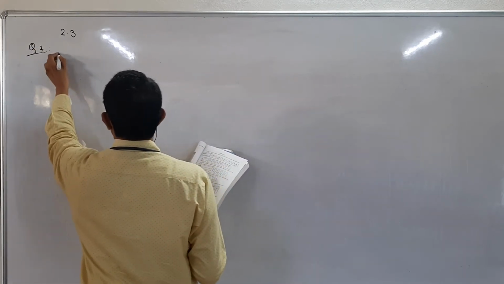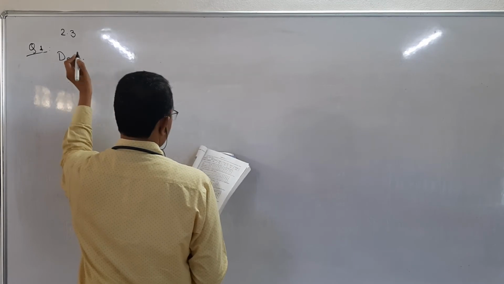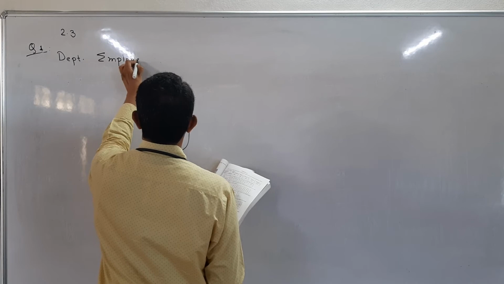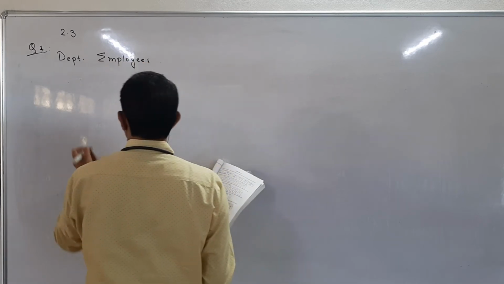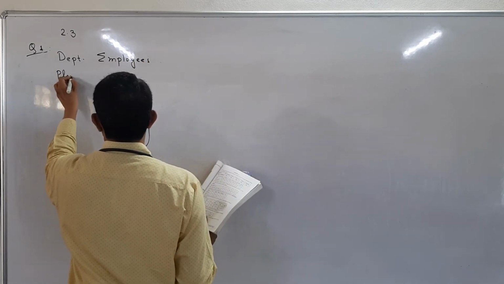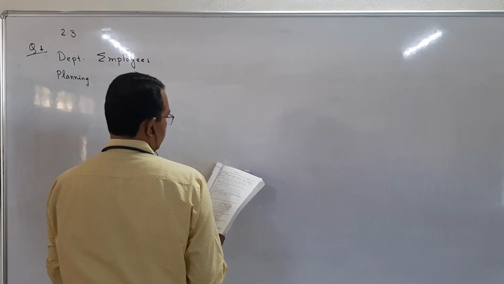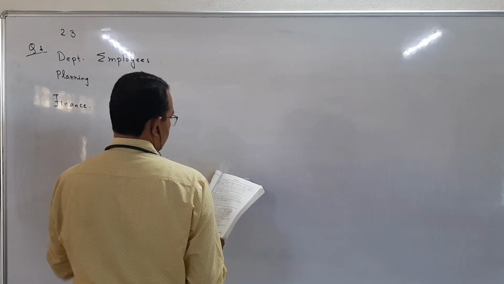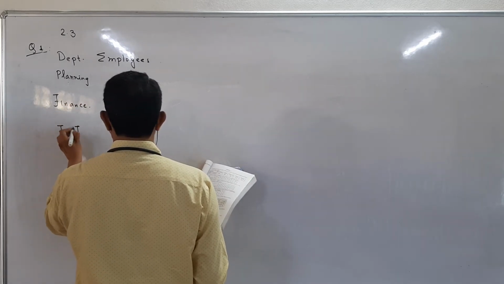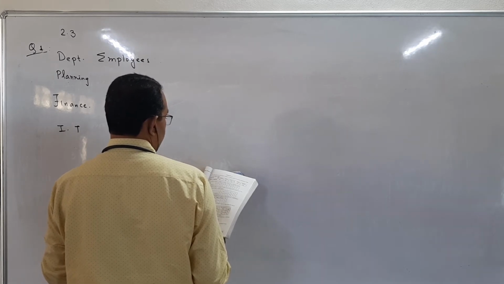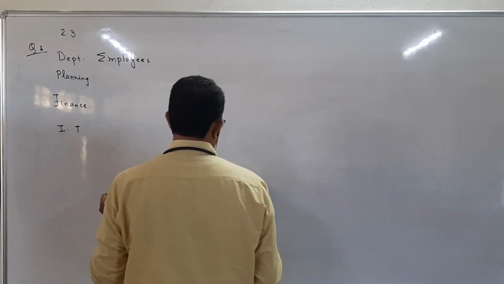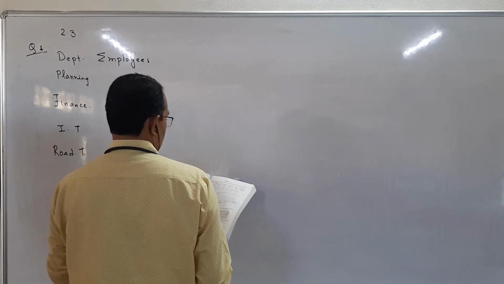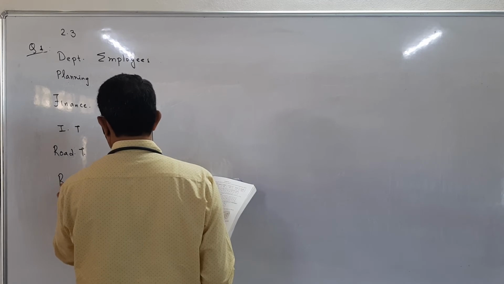So, department and number of employees. The first is planning, then finance, then income tax, the most important one, then we have road transport, and last is railway.